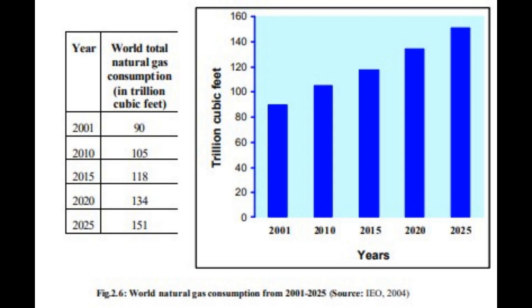These projections also assume that government laws in place as on 1 October 2003 remain unchanged over the forecast period. Fig. 2.5 World primary energy consumption from 1970 to 2025 by source of energy. Look at the screen. Let us now look at these sources individually.